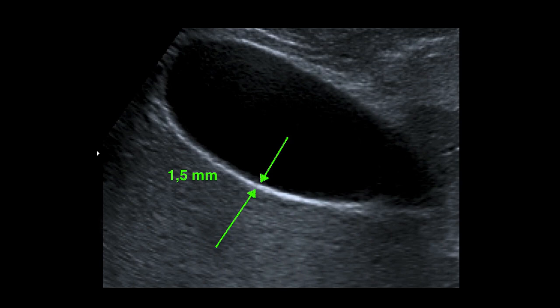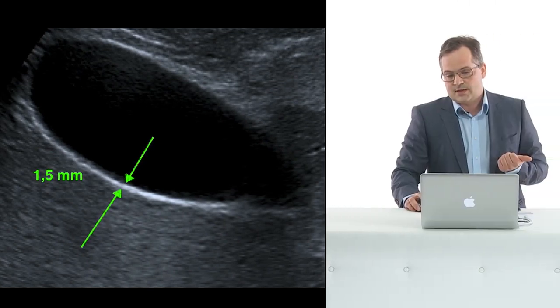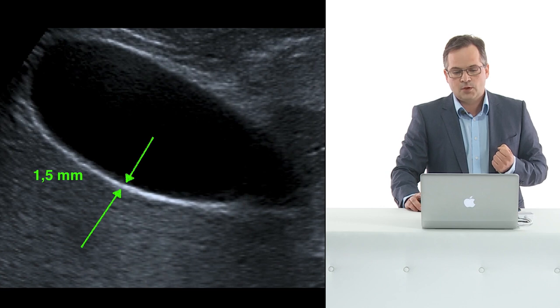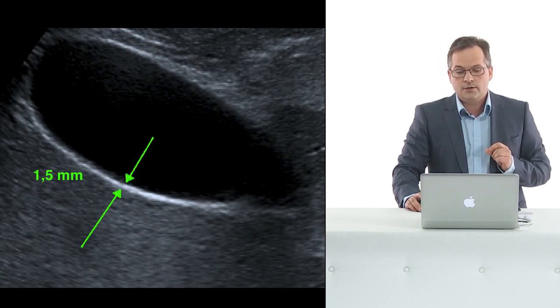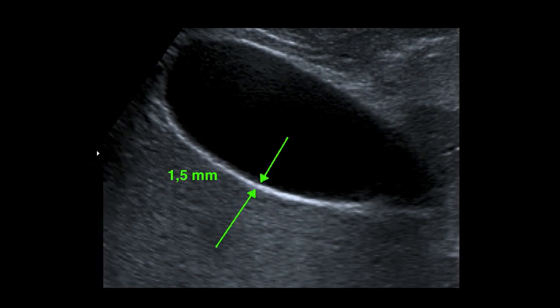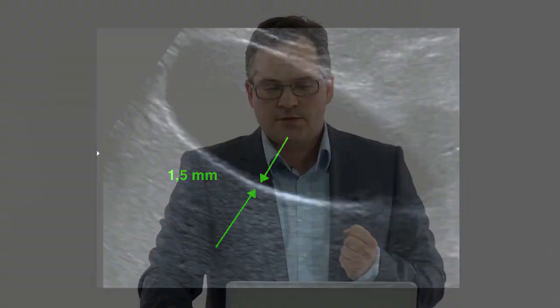So, let's see. First we check the size. It's 7 centimeters long, 3 centimeters wide, so it's totally normal. We check the lumen of the gallbladder, it's free of echoes. And we have to take a closer look at the wall, so we have to use the zoom function, and it's clearly less than 4 millimeters. So, normal size, no echoes, normal thickness of the wall, it's a normal, healthy gallbladder.